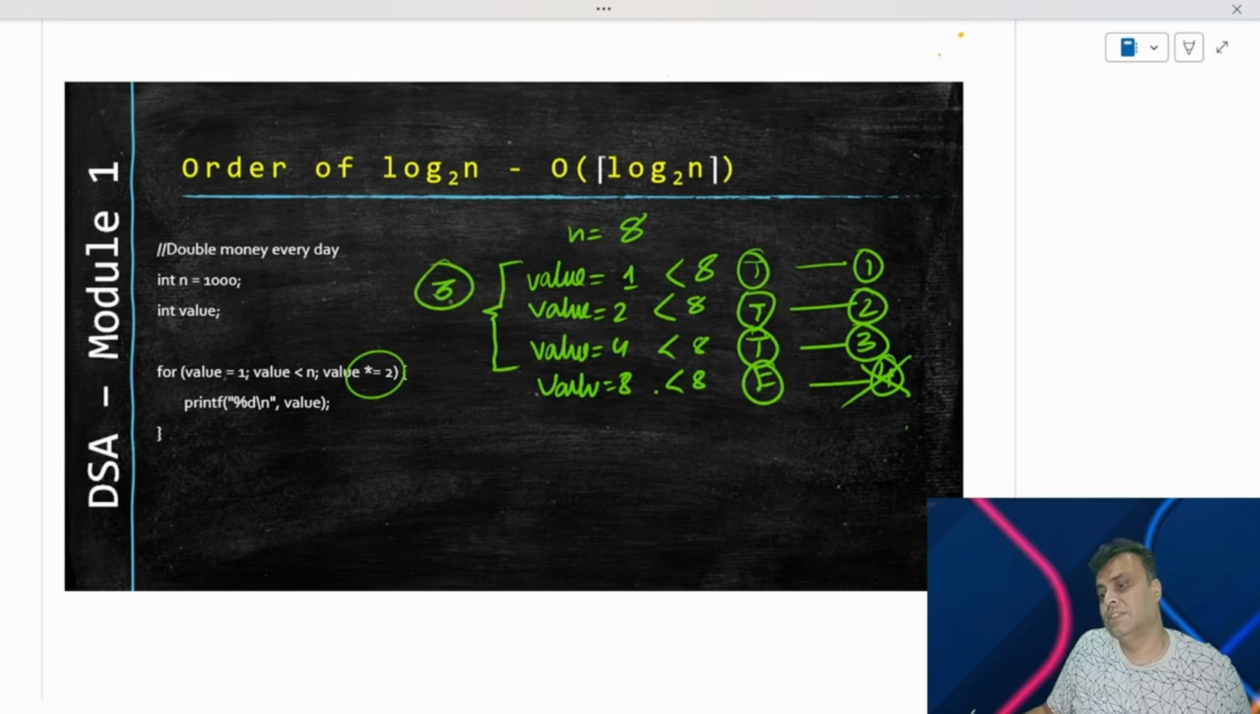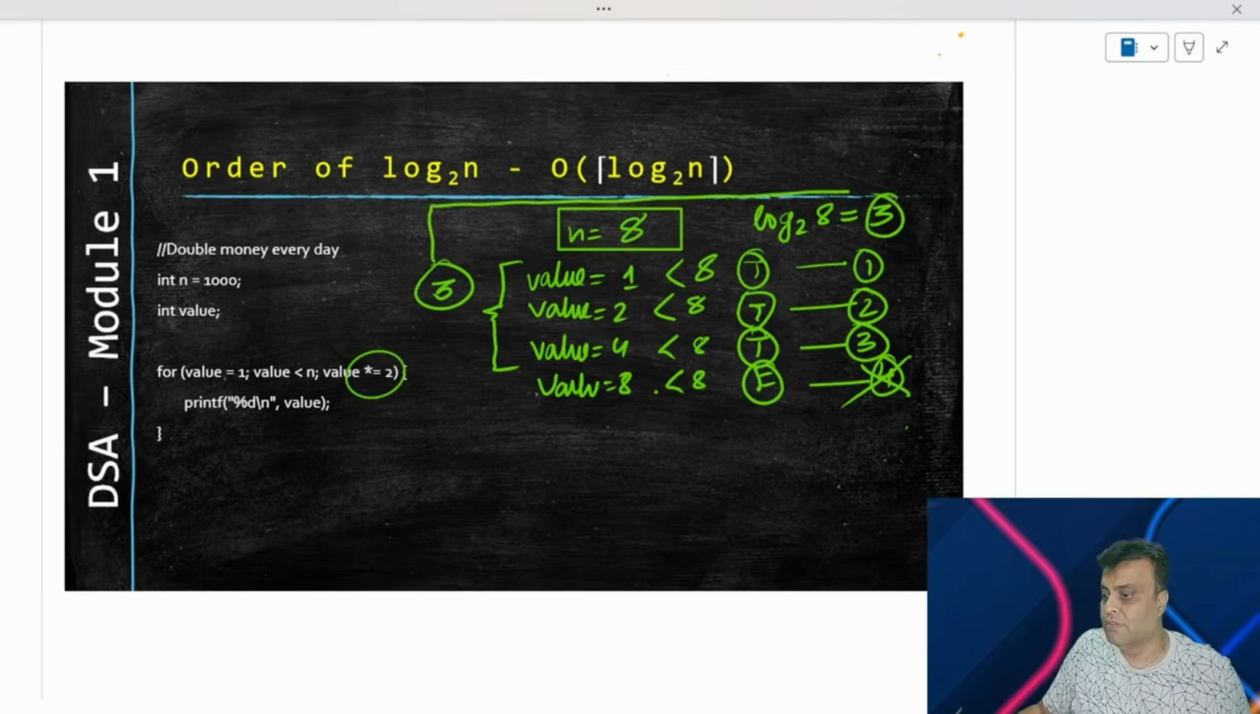And how did we get this 3? We got this 3 because our n was 8, right? And we have just now proven the time complexity is log base 2 of n. So log base 2 of 8 is equal to 3, and that 3 is what we have here as the number of times it runs. So as you can see from the formula, we can easily calculate the number of times it runs, 3 times.